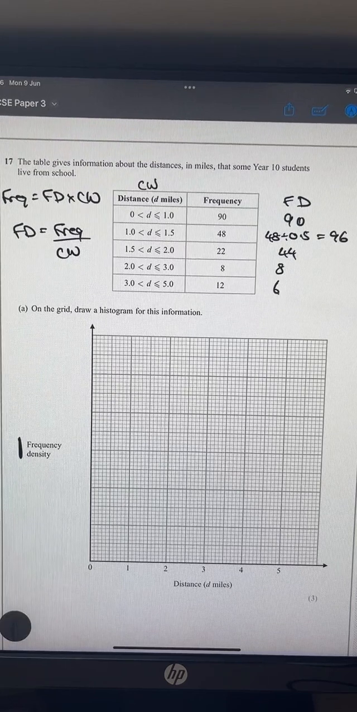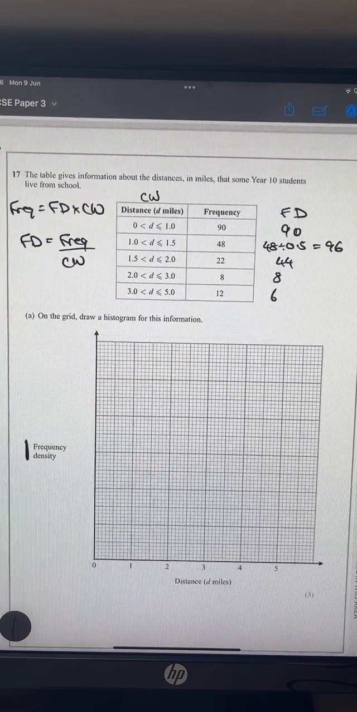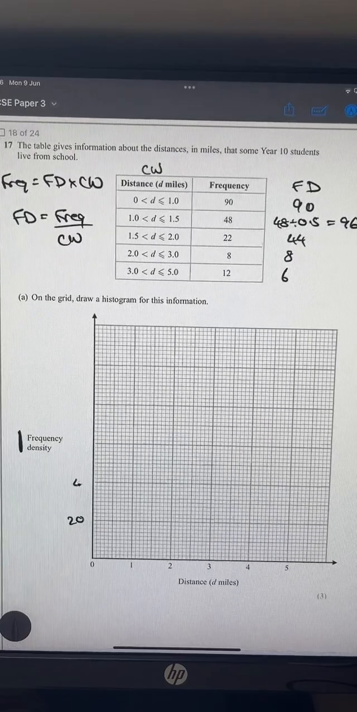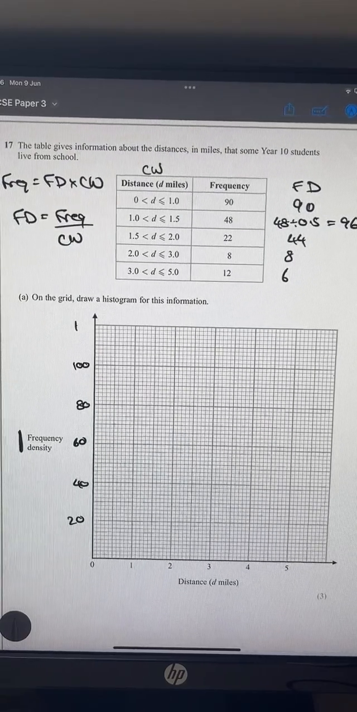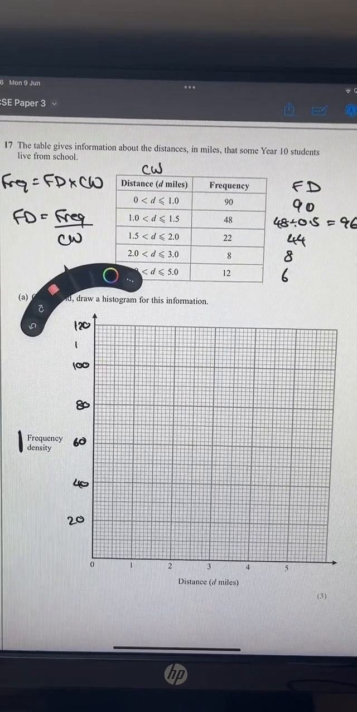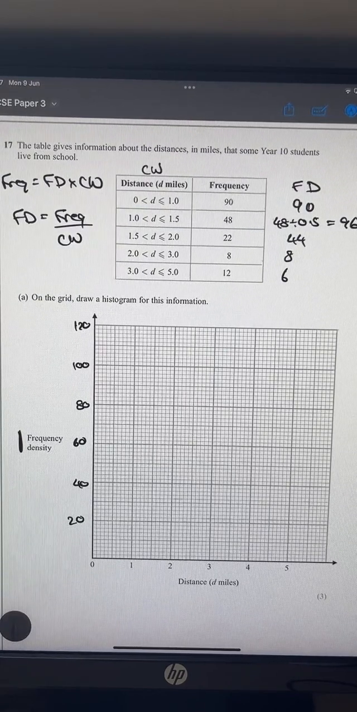So looking at my numbers, I go from 6 to 96, like that's my range, right? So I need to make sure this can all fit. So I'm just going to count 2, 4, 6, 8, 10, 12. So I've got like 12 squares. I'll go up in tens, like that makes most sense, yeah? So this would be 20, this would be 40, this would be 60, 80, 100, 120, and so on. You can also put like 110 here and all, but I'm kind of lazy, so I'm just going to leave it like that. And the distances have already been given.